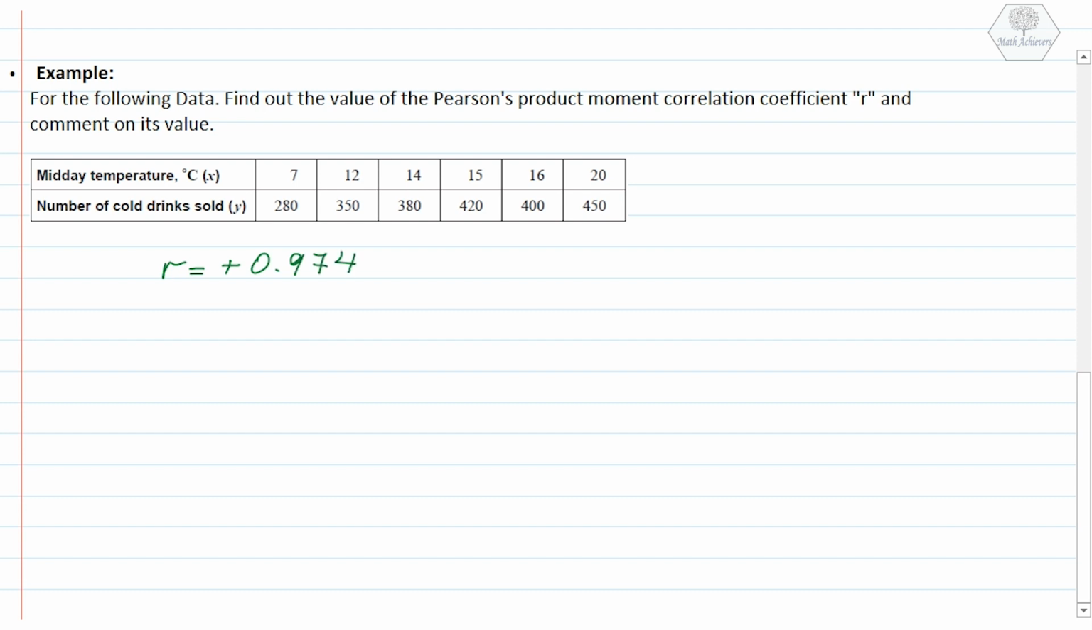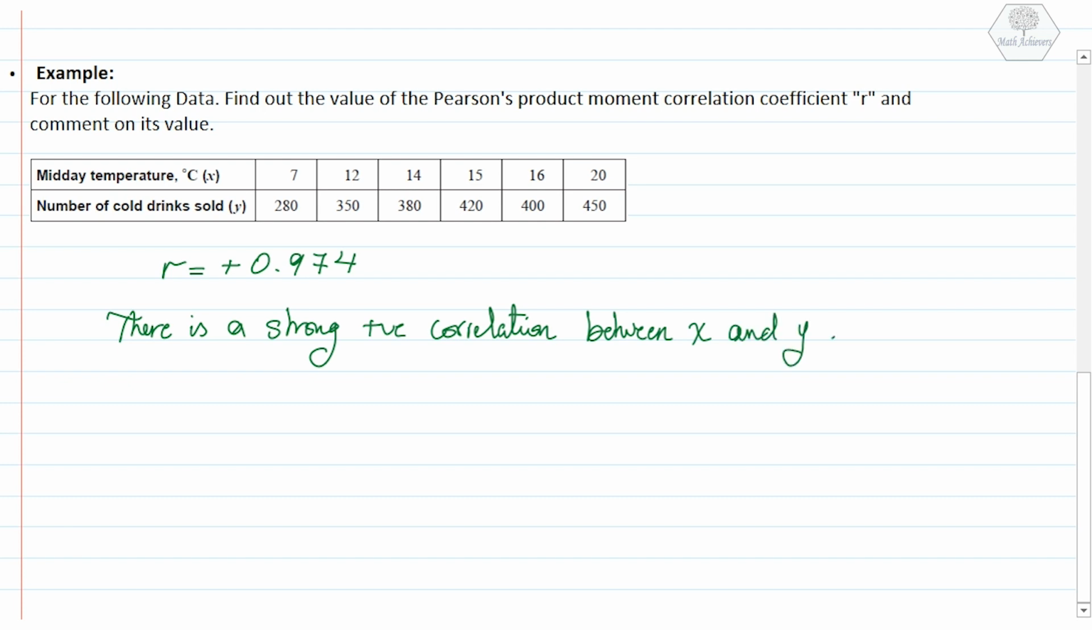So the value of R is equal to positive 0.974. To comment on this value, we say there is a strong positive correlation between X, which is the midday temperature, and Y, which is the number of cold drinks sold.